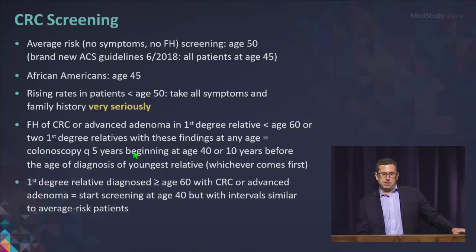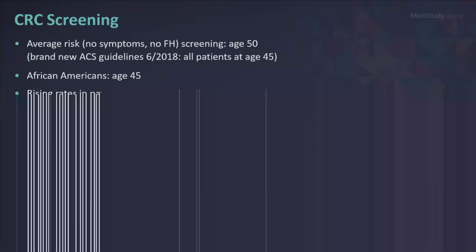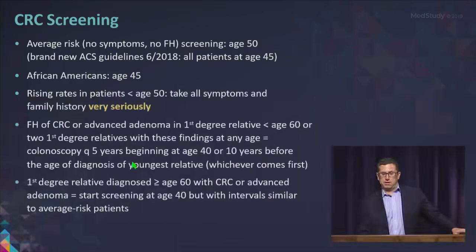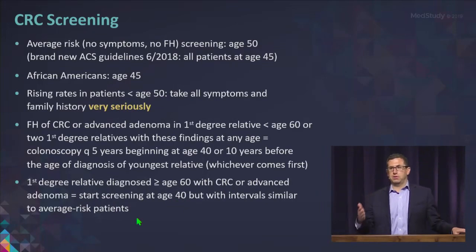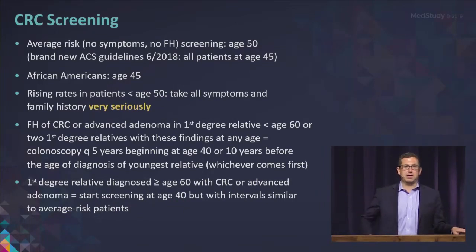And here you could see the guidelines on family history. This was in the question that I asked. So if you have a family history of colorectal cancer or adenoma in a first-degree relative under 60, you will start doing a colonoscopy every [interval] the earliest diagnosis in the family. If you have a first-degree relative diagnosed over age 50 with colorectal cancer or an advanced adenoma, you start screening at age 40, average risk. So if the colonoscopy was normal, you would probably repeat it in about 10 years.